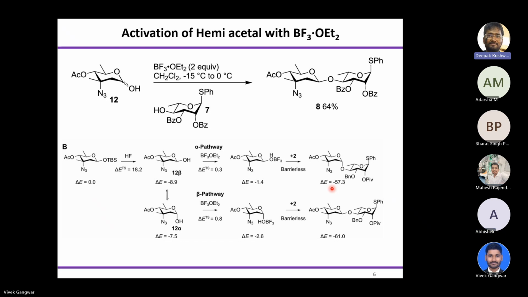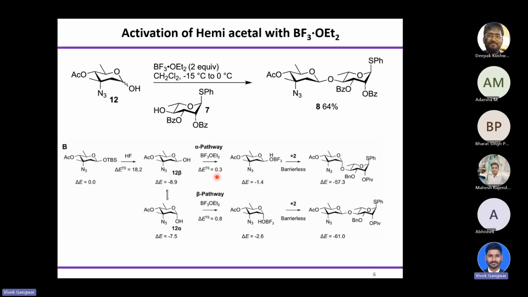Whatever alpha and beta pathway they have written, delta E transition state is actually the transition state energy. It means the barrier energy only. They are giving the transition state energy from the reference, meaning from the starting material. So that much energy is required to cross that barrier, I guess.